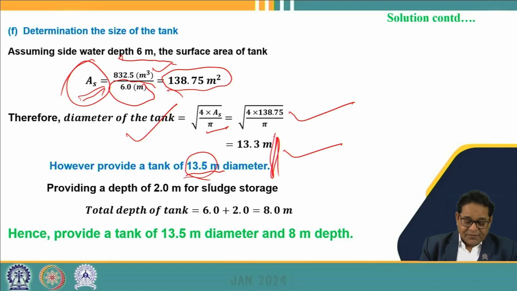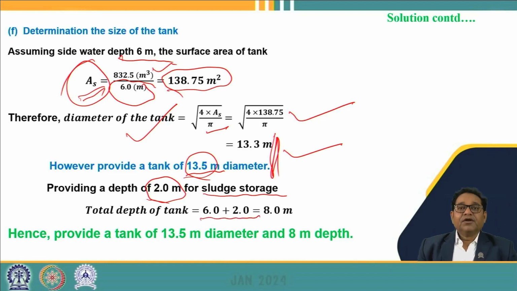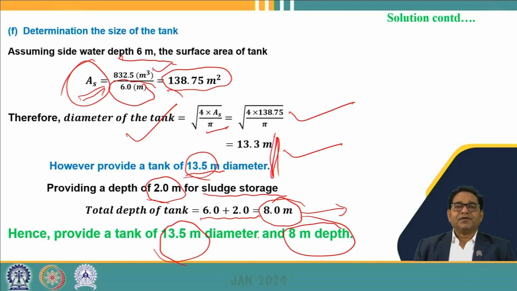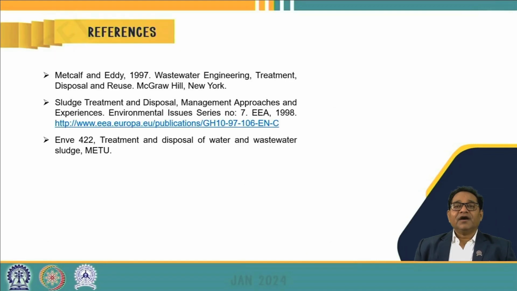If we further look at the sludge storage, a proper storage depth of around 1.5 to 2 meter should be provided along with the depth of the tank, so as to accumulate the digested sludge. This gives the total height of the digester equal to 8 meter. So this is the final size of the digester, 13.5 meter diameter and 8 meter depth. This is the final design, and here we can use these references.